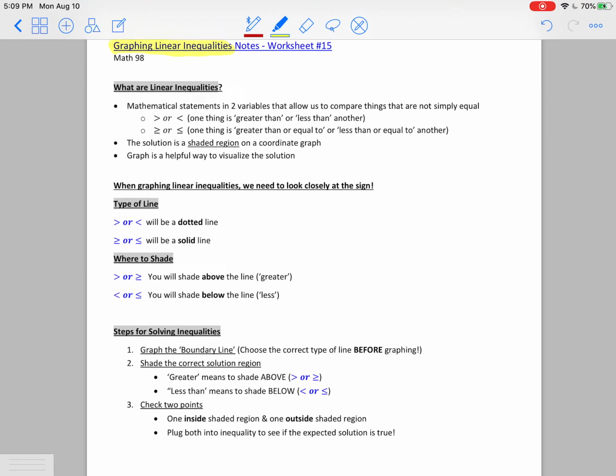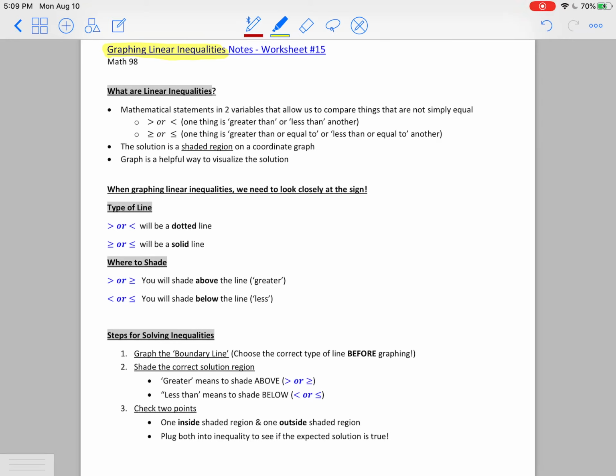So we would say that these are mathematical statements in two variables that allow us to compare things that are not simply equal. So far, we have been dealing with an equal sign in there, and we're really used to being able to solve equations with the equal sign. But now we are throwing in the greater than or less than sign, or greater than or equal to, or less than or equal to.